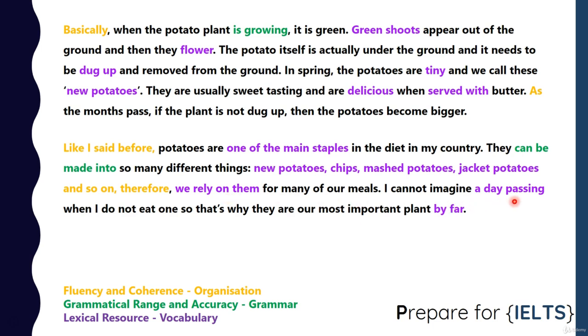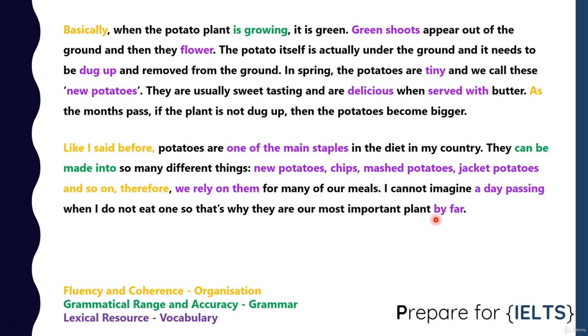And I cannot imagine a day passing, that's like a day turning into another day, a day going past, a day passing when I do not eat one. And they're a most important plant by far, and this is saying by a long way.